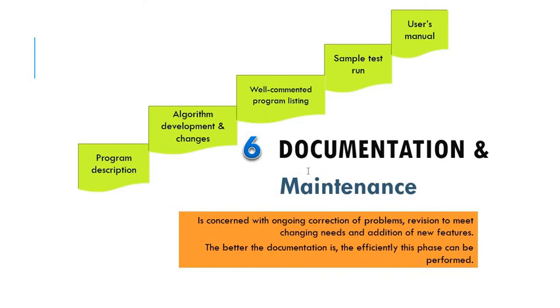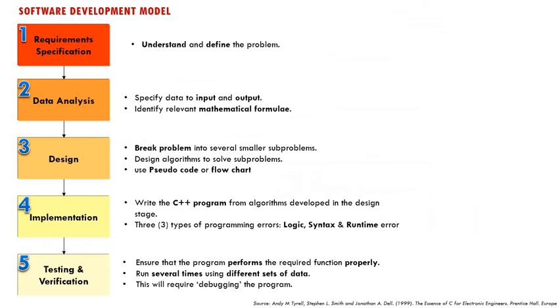And maintenance. What is maintenance? Maybe from time to time you have a new version of your program. So this condition we call it as maintenance. You develop a new version or you modify some part of your program to make it better. That one is maintenance. That is the 6 steps in SDM.